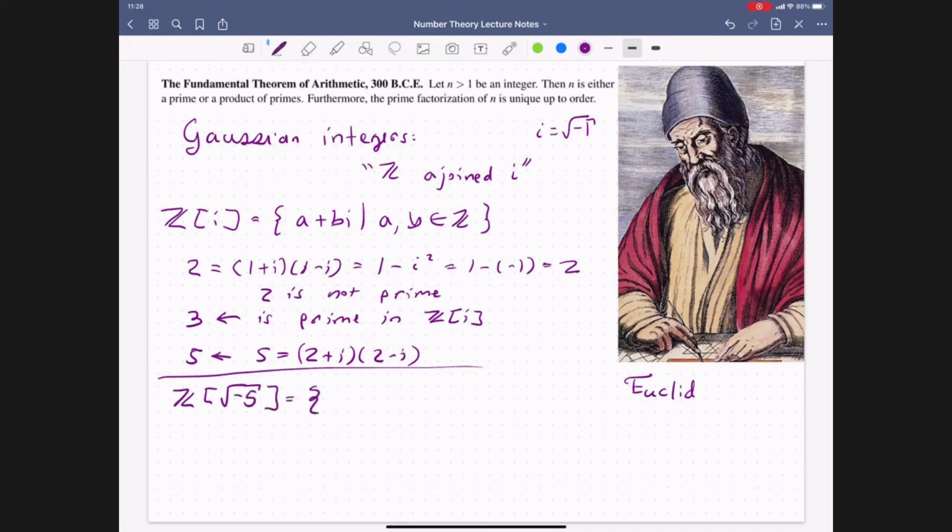So here, the numbers are of the form a plus b times the square root of negative 5, and here a and b are integers. Notice that in this way of writing, every time we put something in the brackets, it's just a plus b times the element over here. This is true whenever it comes to things that are square roots. i is the square root of negative 1.